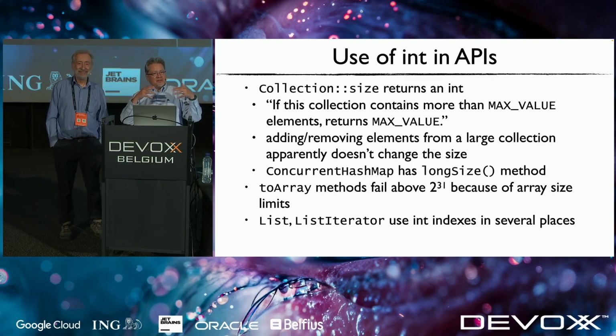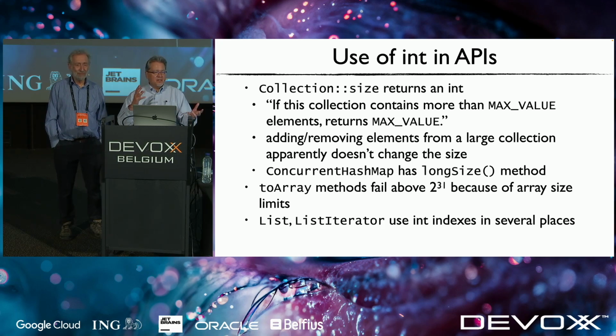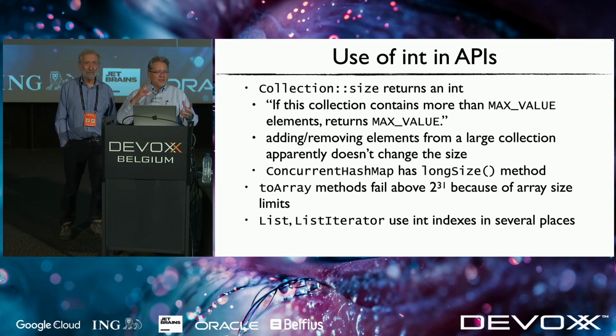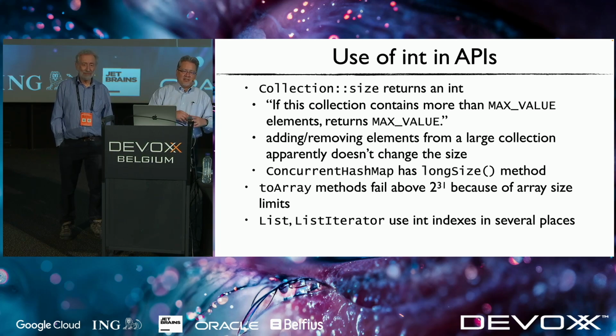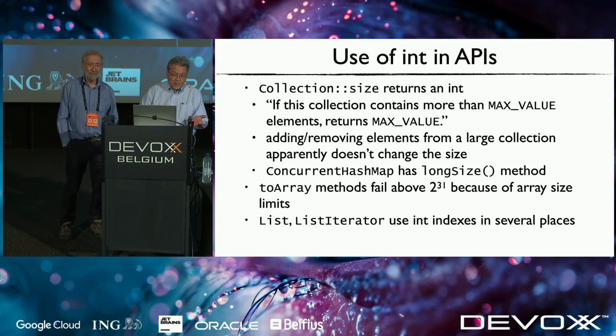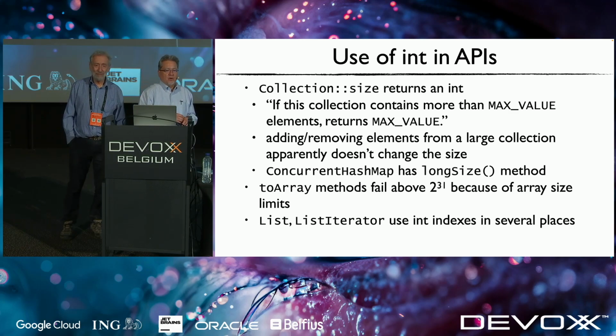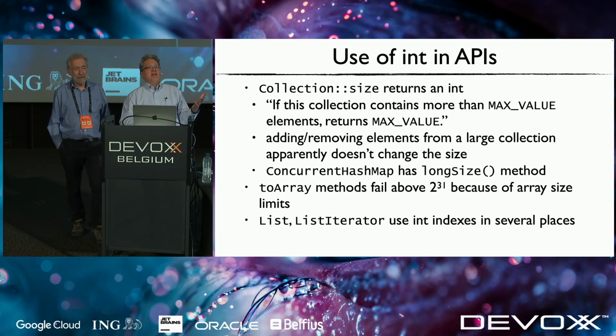The problem is also weird because suppose you have a collection that contains 3 billion elements, then you add a new element to it, and then you check the size. Well, the size is the same as it was before, but the collection is actually different. So now size is lying to you. This isn't very good. ConcurrentHashMap has a long-returning method, mappingCount, which gives you the real size. And then there are other problems: if you have more than 2 to the 31st elements and you call a toArray method, that will fail because you simply cannot have an array that big.